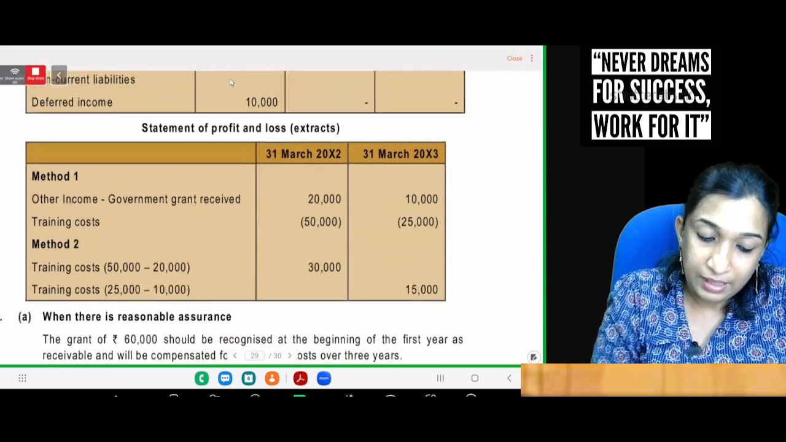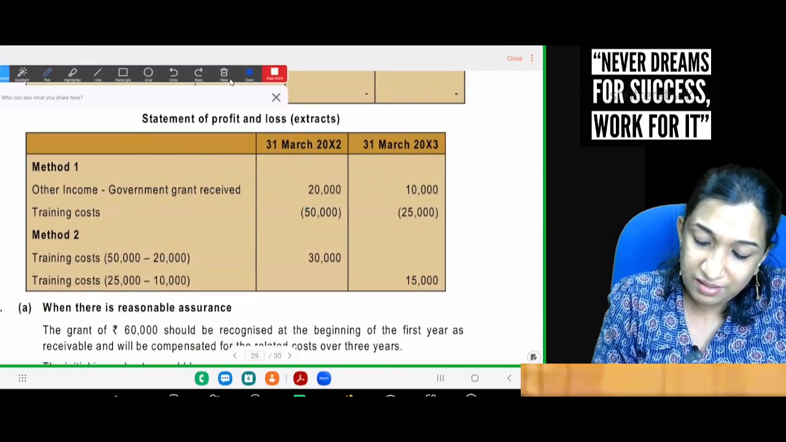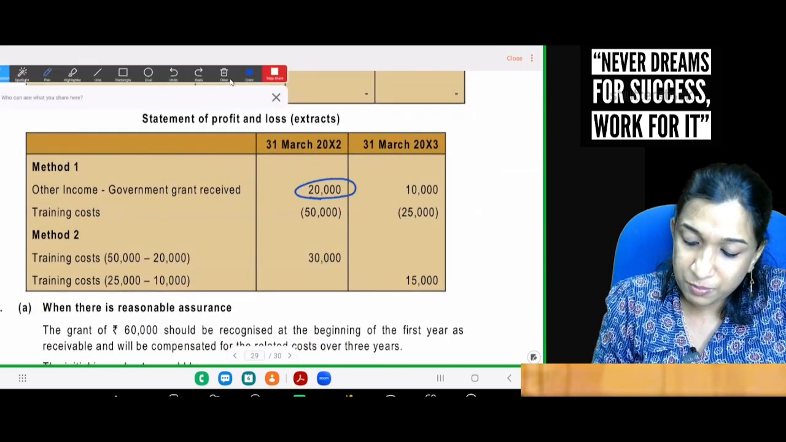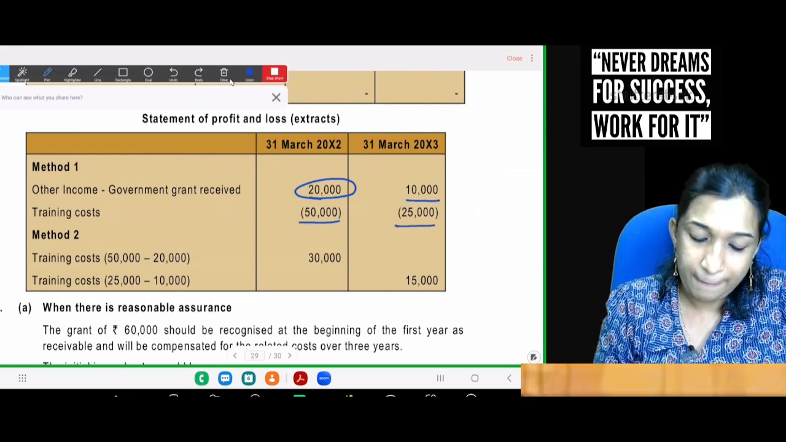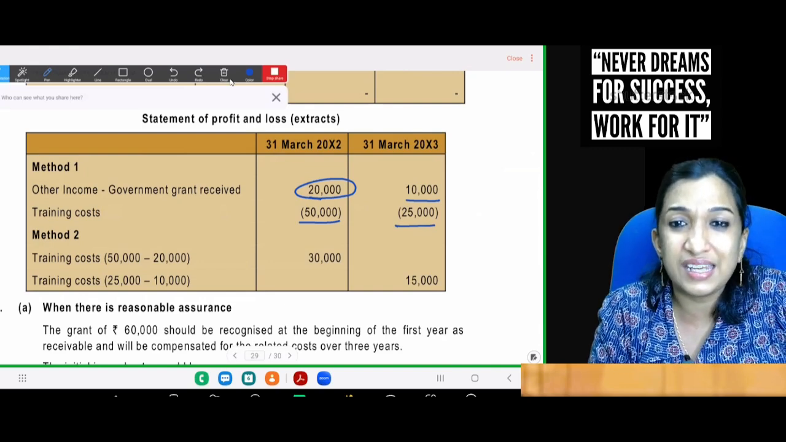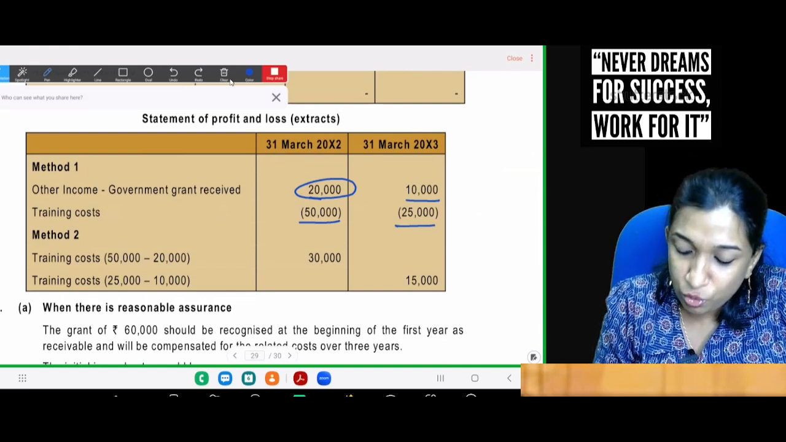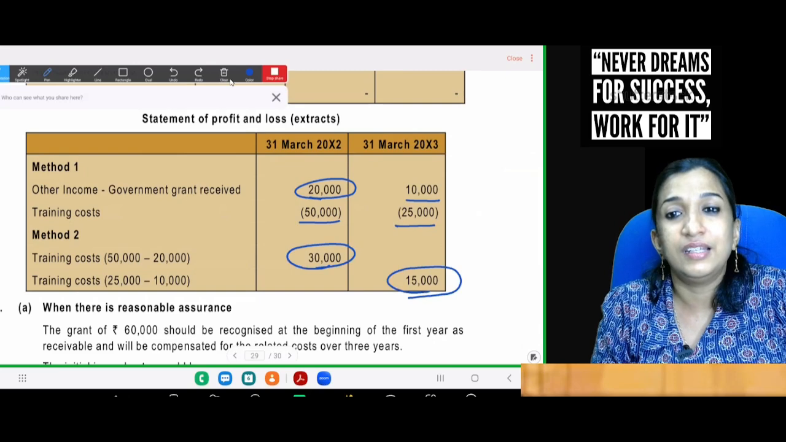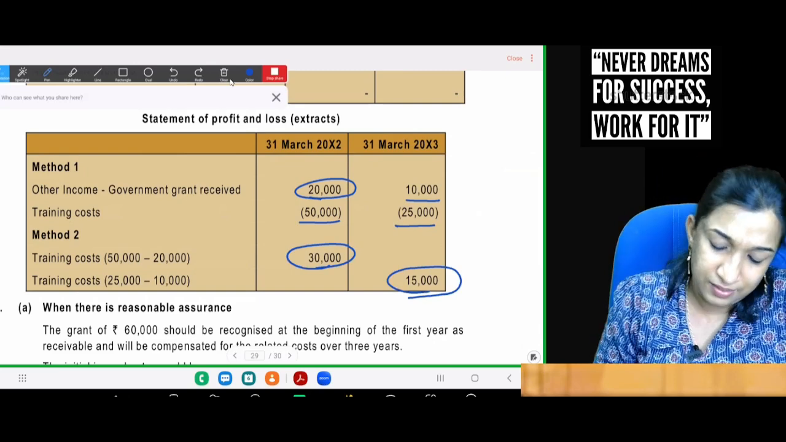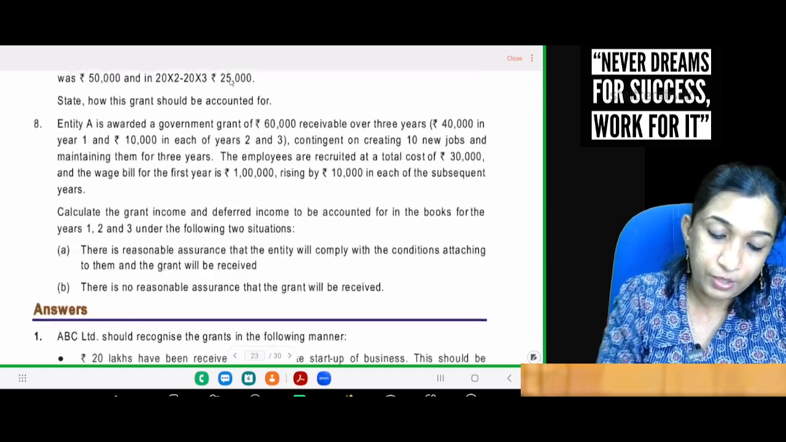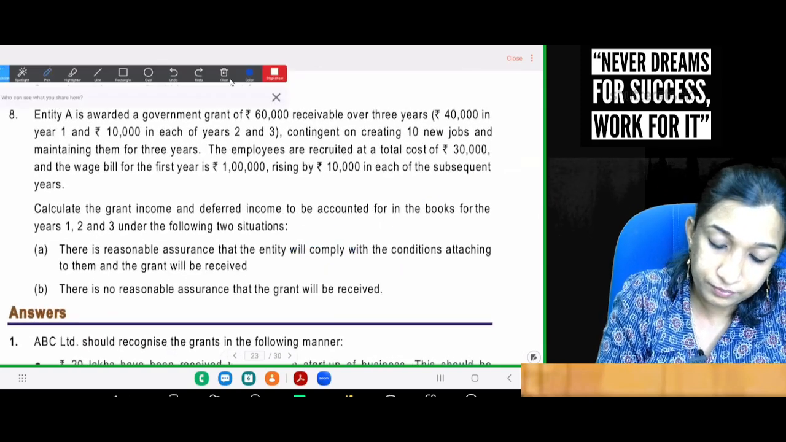Fine. In the statement of P&L, it is other income. Easy. Or you may adjust it against the training expense. Net expense you could have shown as 30,000 and 15,000, as the case may be. Easy. Now question number 8.